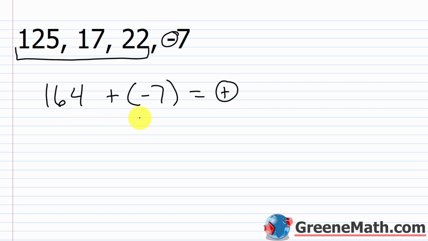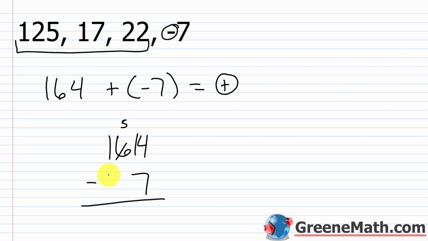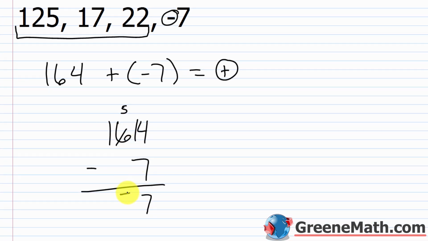Essentially, I just have a subtraction problem here. 164 plus negative 7 is the same thing as 164 minus 7. So we do 164 minus 7. Borrow here, this will be 5, this will be 14. 14 minus 7 is 7. Bring down the 5, bring down the 1. So I get positive 157 as my answer.